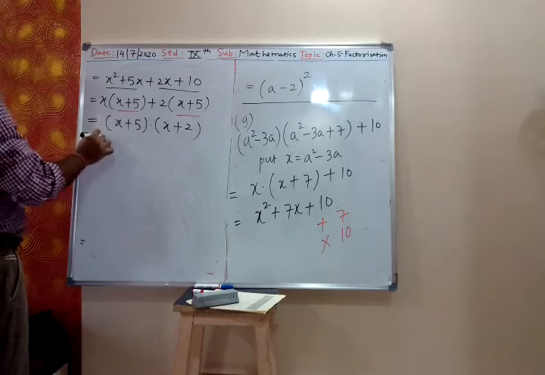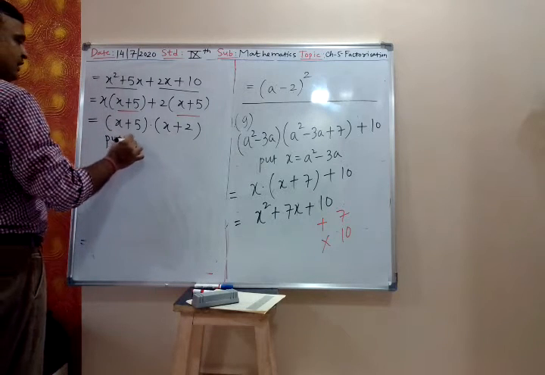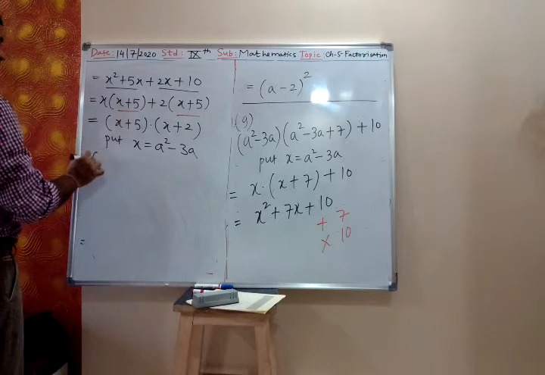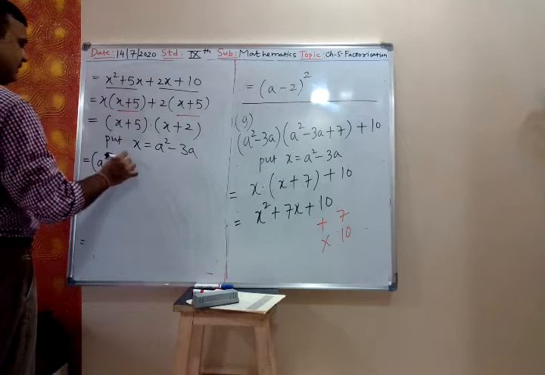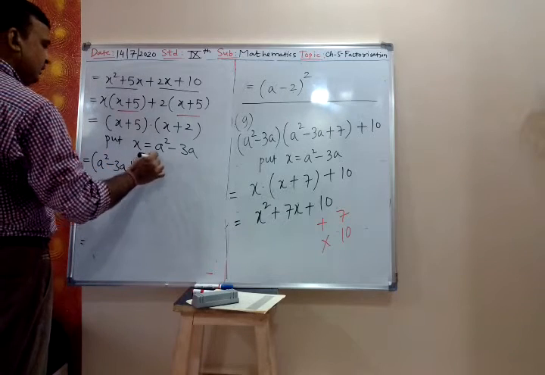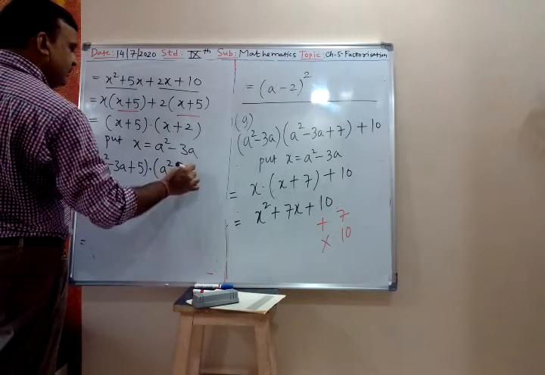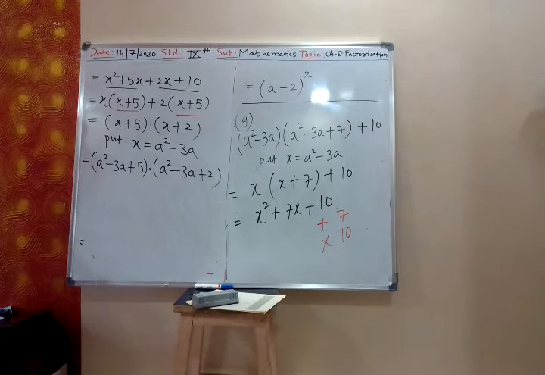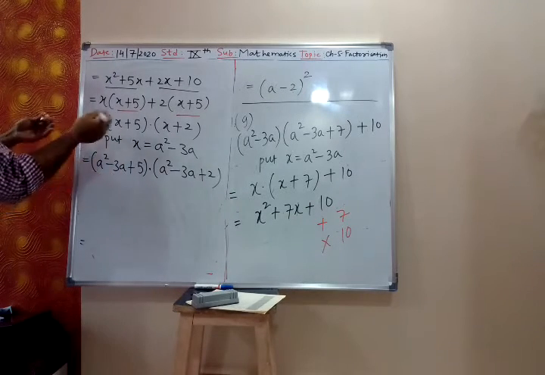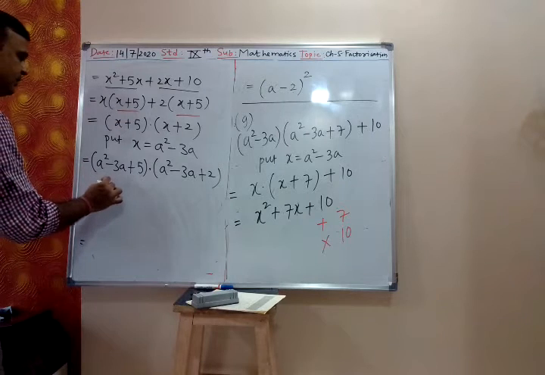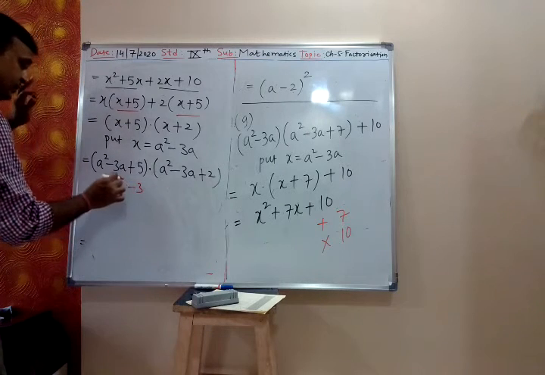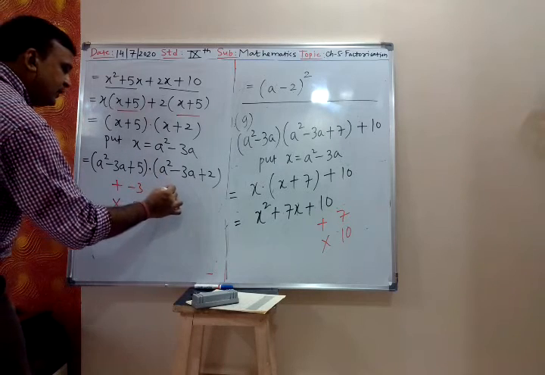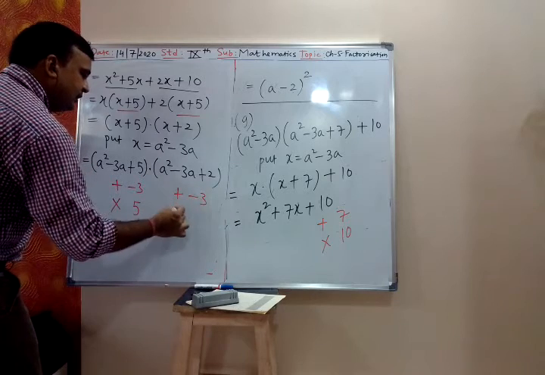Now put the value of x. Put x is equal to a square minus 3a. So this becomes a square minus 3a plus 5, into a square minus 3a plus 2. Again this is a quadratic. Remember, don't stop there. Again this is a quadratic, so you have to check whether it is further factorizable or not. Find two numbers whose sum is minus 3 and multiplication is plus 5, and find two numbers whose sum is minus 3 and multiplication is plus 2.